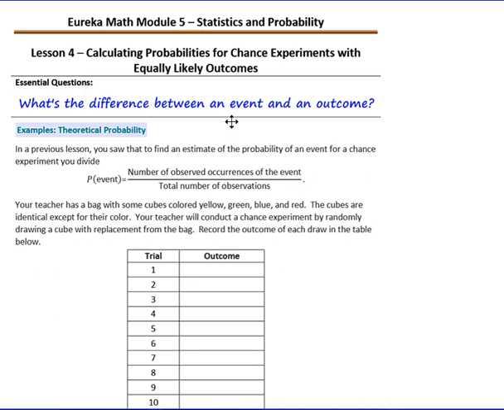What does it mean to choose a cube at random? All items, cubes in this case, are equally likely to be drawn. In this case, it might mean the cubes are all the same size and shape. At random means all have an equally likely chance of being drawn.